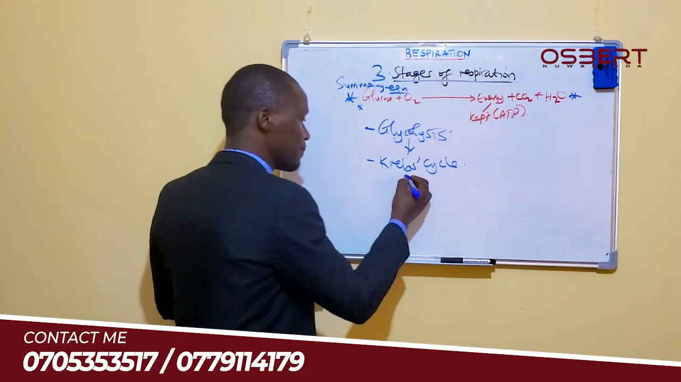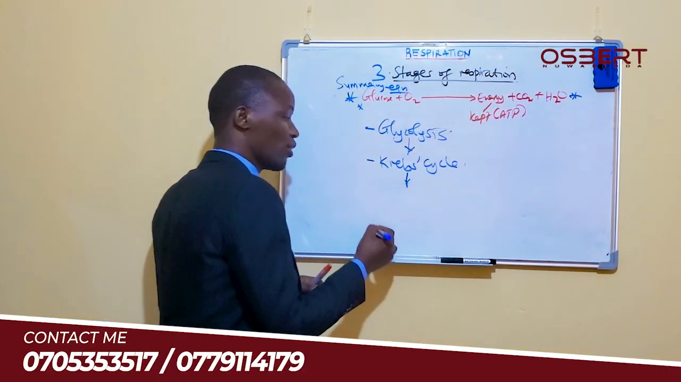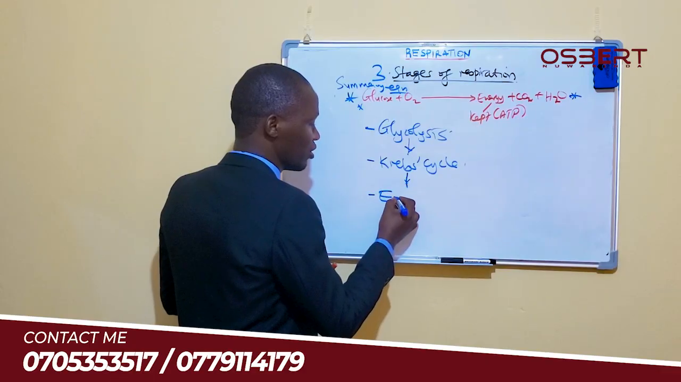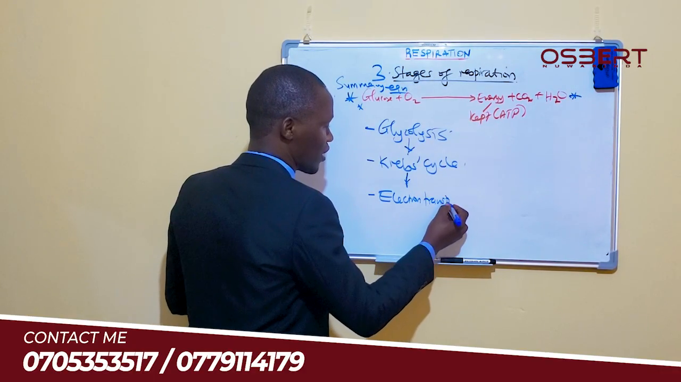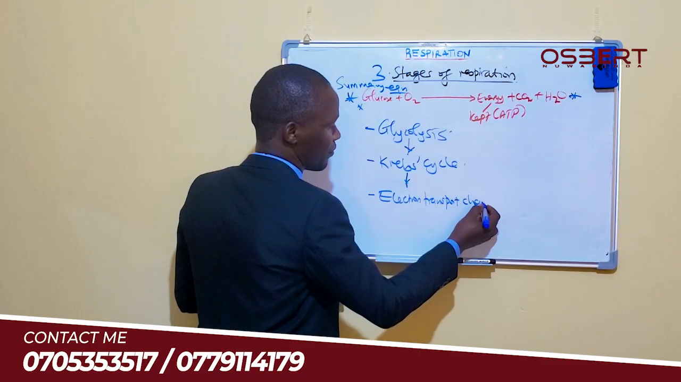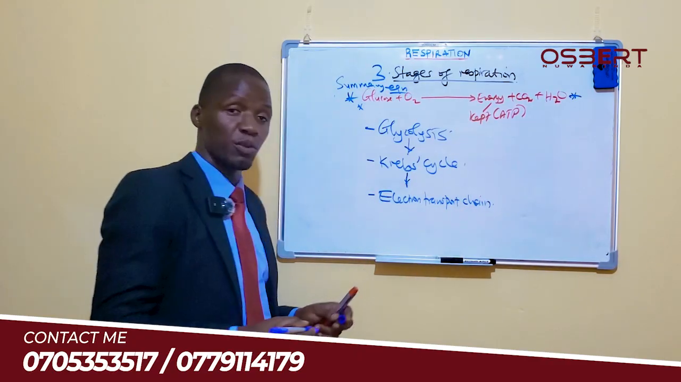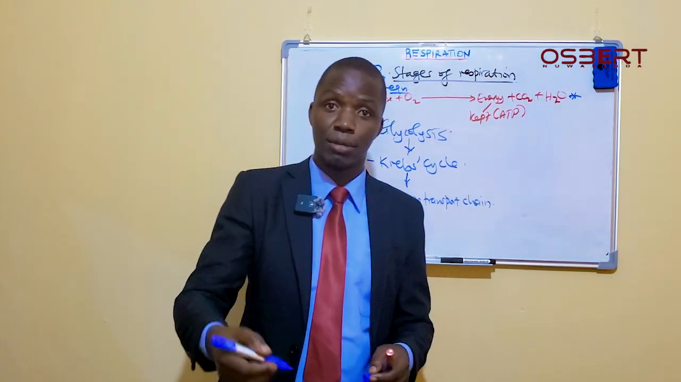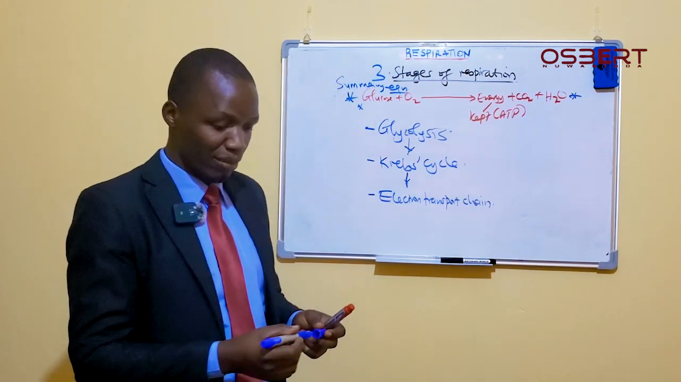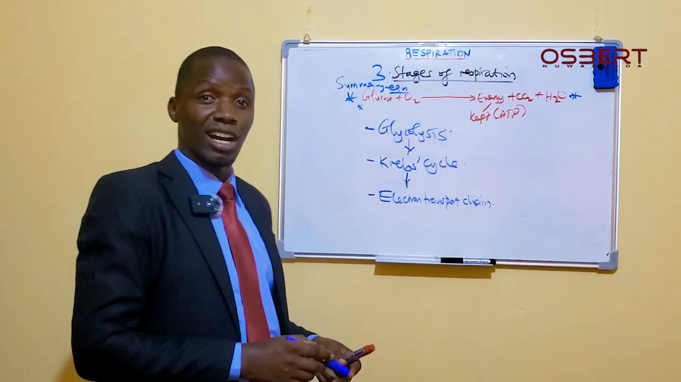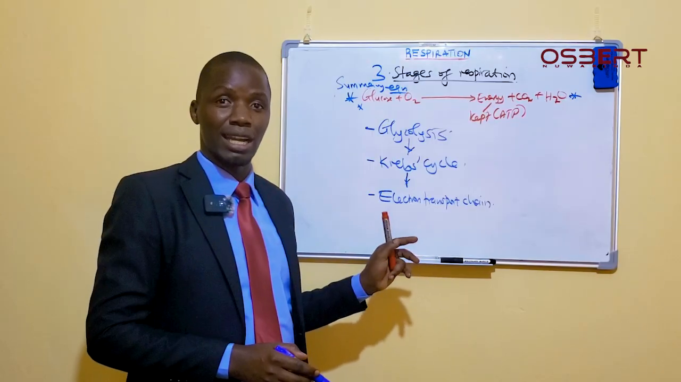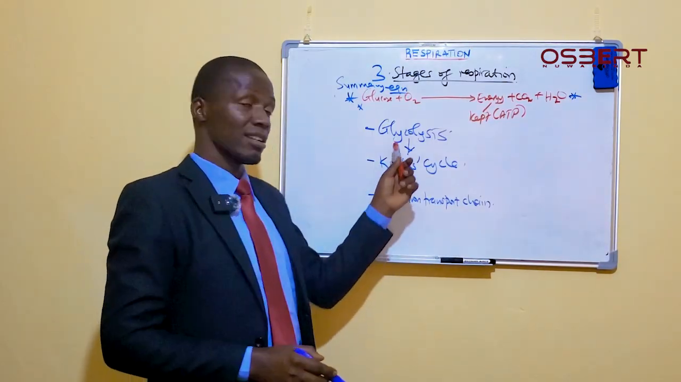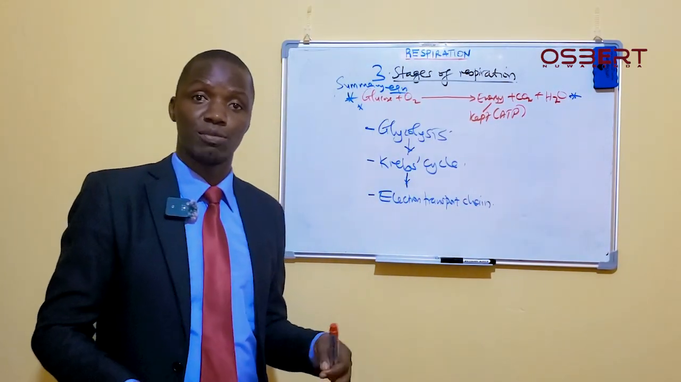Then the other stage of respiration is called the electron transport chain. For those who are moving step by step with me, I remember hinting about it under mitochondrion, when we were looking at the inner membrane and adaptations. So these are the three stages which make up respiration.